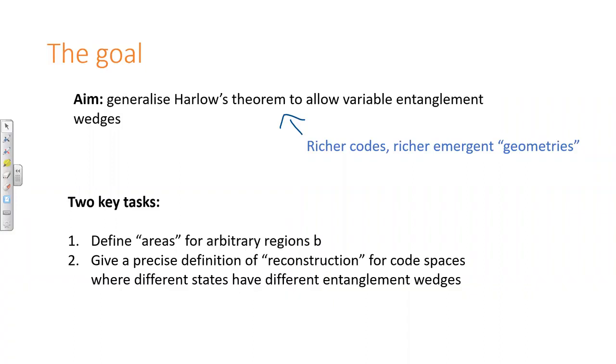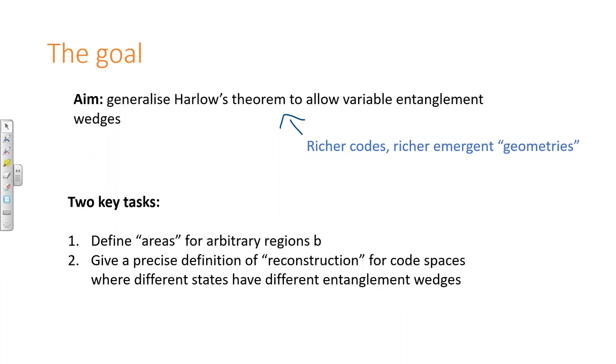Okay, but to do this, we're really going to need to do two things, very related to what I just said. The first is that Harlow's definition of area only made sense for the specific subsystem little b that was the subsystem reconstructible from big B, and it only made sense for codes that actually had complementary reconstruction. So we're going to need to generalize that definition. And the other thing we're going to need to do is give a precise definition of what it means to be able to do reconstruction when different states have a different reconstructible region.